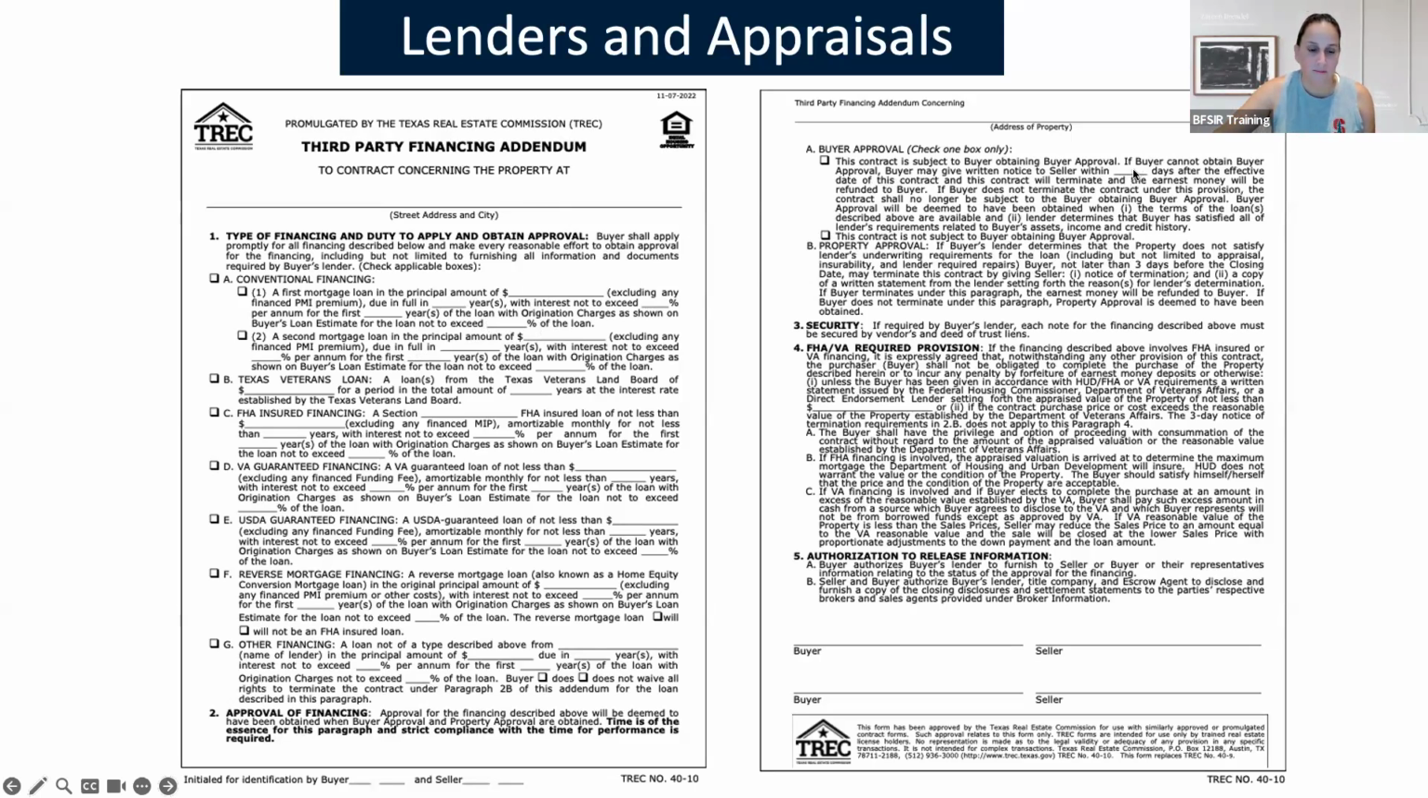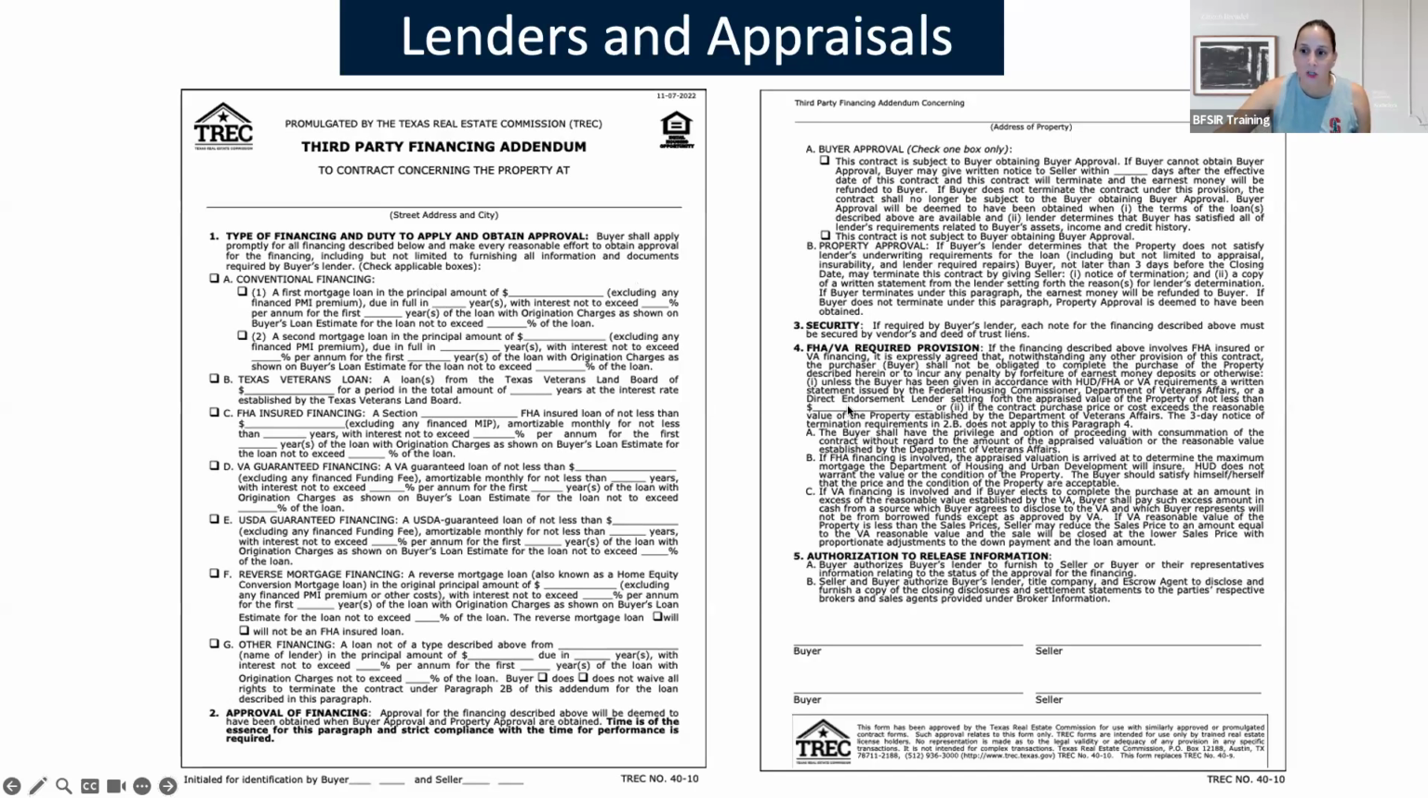Does that make sense? Yes, thank you. That's why I said, if you write your offer with conventional and they switch to another type of financing, there's no out there, because we said the buyer was going to try to get approval based on these terms, and these are different terms. Does that make sense? Okay.